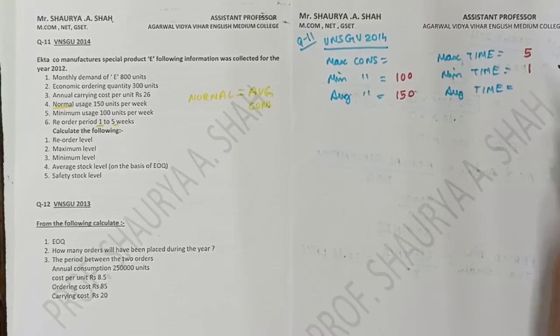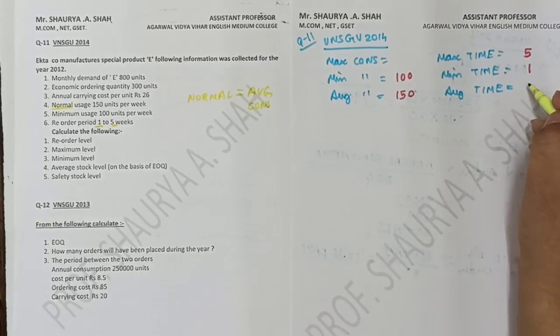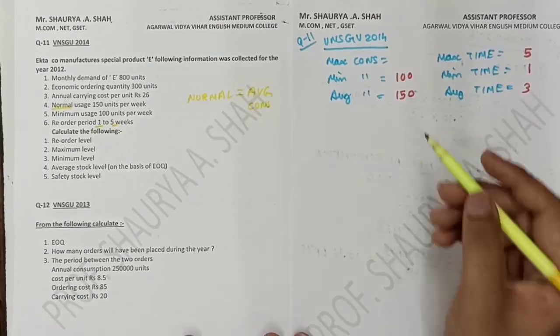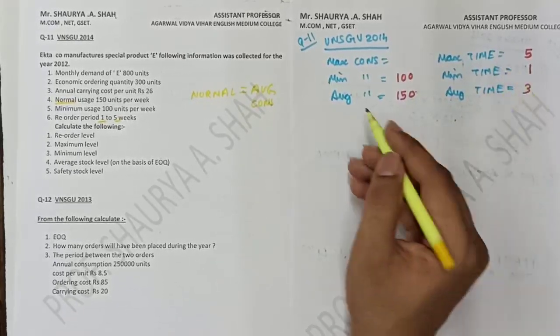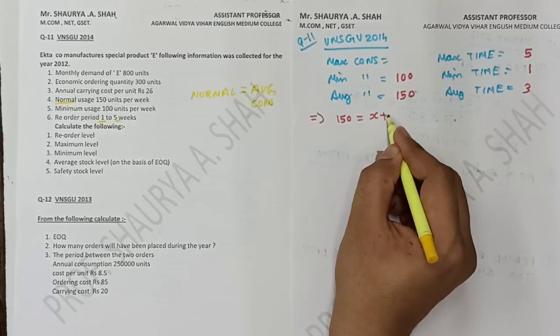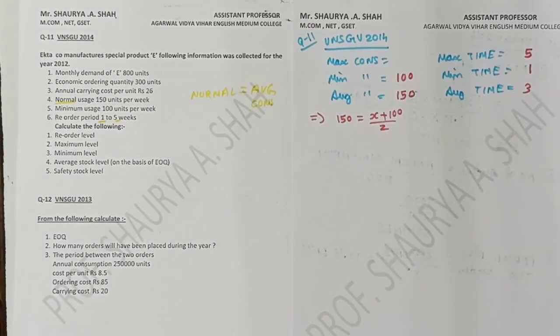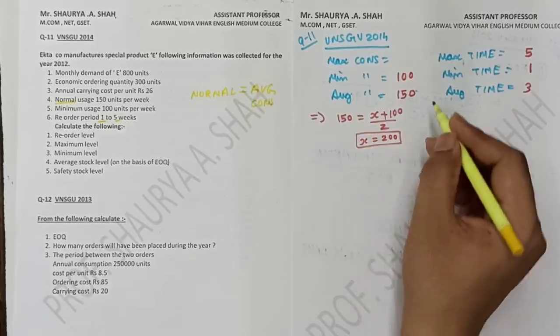What is average time? Average time is minimum plus maximum divided by 2. So 1 plus 5, 6 divided by 2. So I'll get the answer, that is 3, of average time, right? Now for here, for those who are good in calculations, you can directly do it. If not, you can put it in the formula. Average is equal to 150 is equal to x plus 100 divided by 2, right? That is minimum plus maximum divided by 2. So when you solve this, you will get x equals 200. That is my maximum consumption, right?